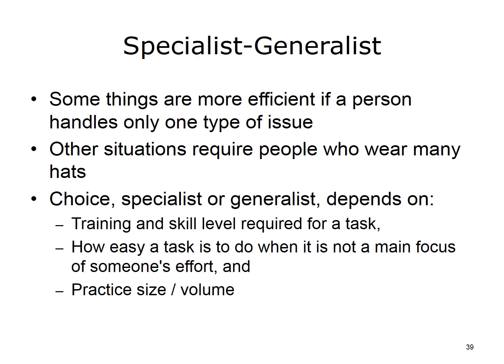Specialist-generalist is more of a consideration than a particular strategy that can be applied. Some things are more efficient if a person handles only one type of issue. An example would be in a large practice where one person can devote 100% of his time to scheduling external diagnostic tests or surgeries, whereas in a small practice, people wear many hats. The choice of specialist or generalist depends on the training and skill level required for a task, on how easy a task is to do when it is not the main focus of someone, and on the size of the practice.